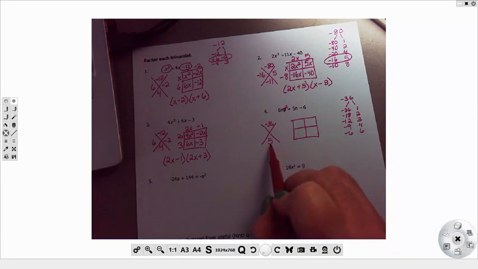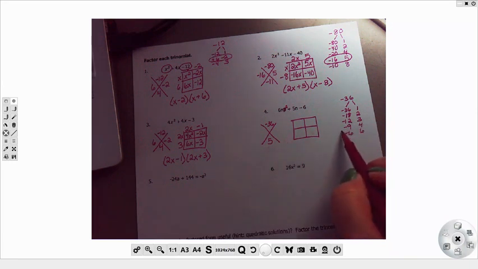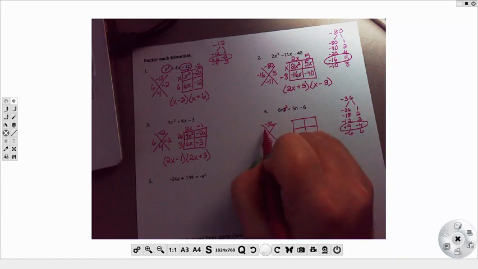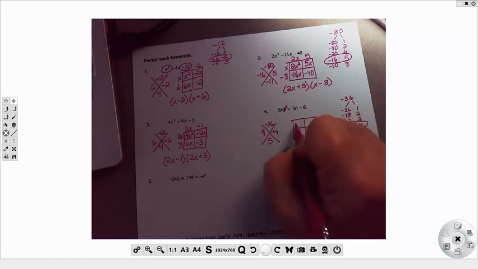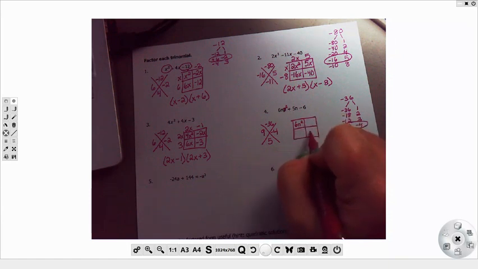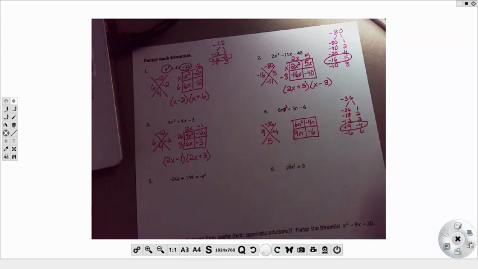We want to get positive 5. Well, if I do this row, I get a negative 5, which means this needs to be a positive, this needs to be a negative. So it'll be a 9 and a negative 4. So I say 6n squared and negative 6. I say negative 4n and I say 9n.